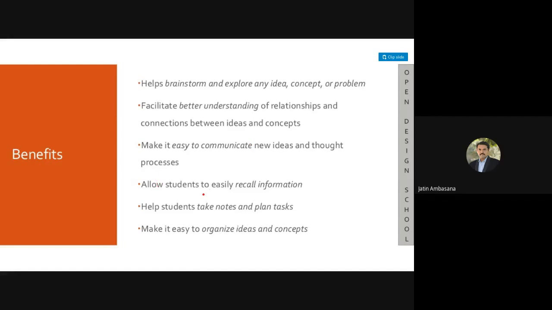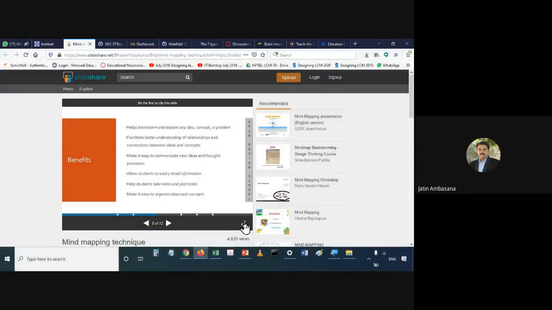It also allows students to easily recall information. You see, students use it a lot. Why? To recall the information during the examinations. Okay. It also helps students to take notes and plan the tasks. Okay. Then it makes it easy to organize ideas and concepts. Okay. So we'll make a mind map soon.